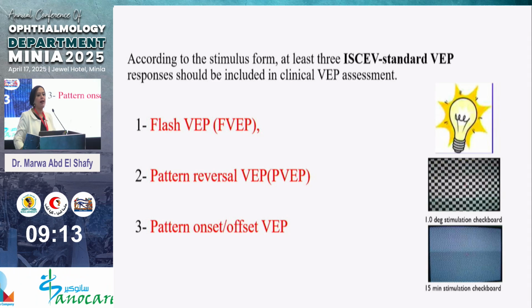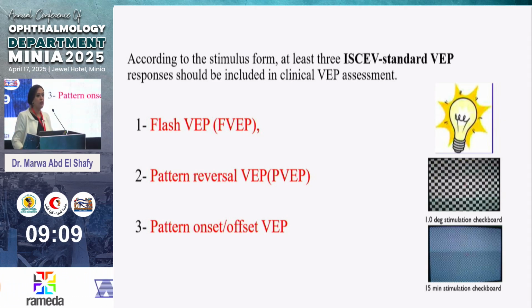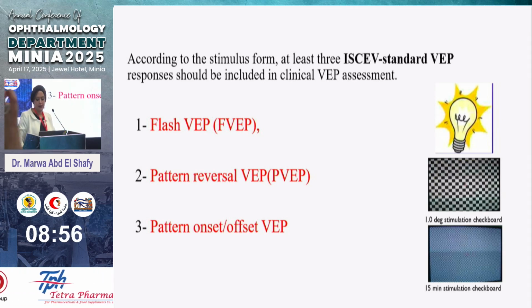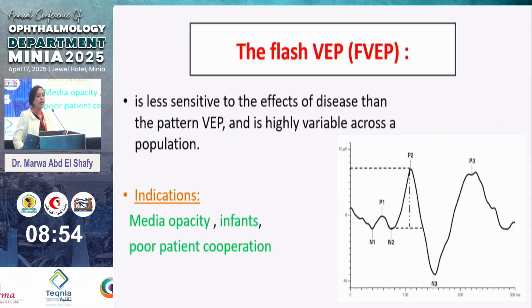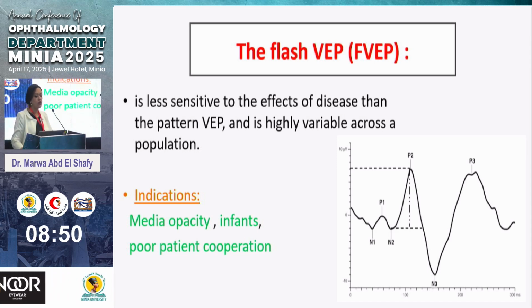According to the stimulus, there are three types of VEP: flash VEP, which uses flash stimulus; pattern reversal VEP, where we use alternating white and black checkerboard stimuli; and pattern onset offset VEP, which is less commonly used, but it's useful in cases of nystagmus and malingering. The flash VEP is useful in cases of medial opacity, in infants, or where there is poor patient cooperation, but it's less sensitive to the effect of the disease than the pattern VEP.